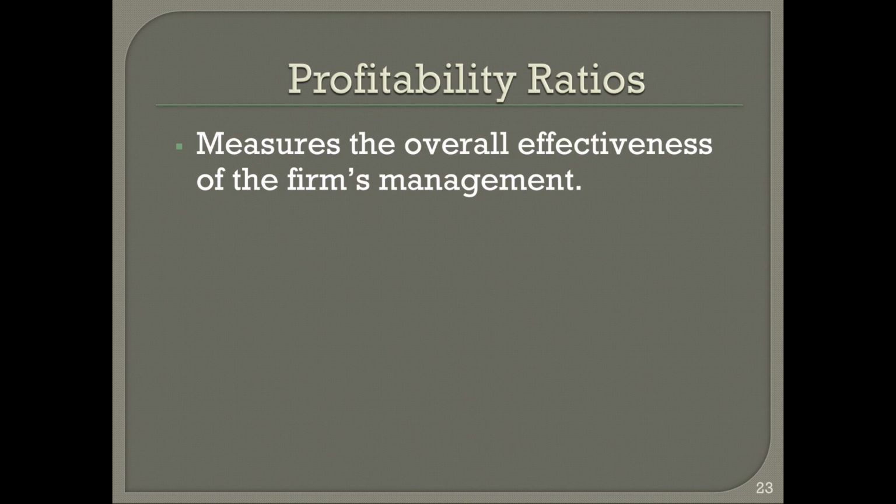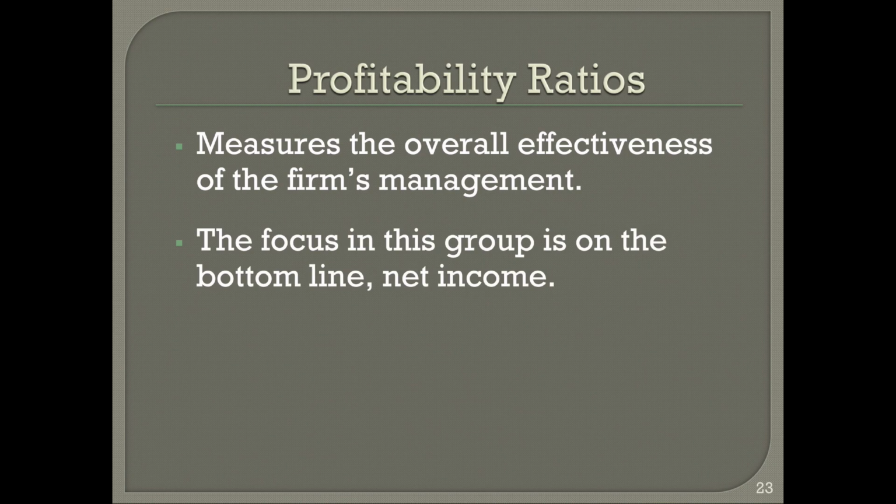Asset efficiency ratios focus on sales, assets translating into sales. Profitability ratios focus just on its name. They focus on profit. So what is the overall effectiveness of the firm's management? And they focus on the profit, which is your net income, the bottom line on your income statement. So these measure your financial performance. These ratios are probably the ratios that you are most familiar with, but they really focus on a company generating profit, which is your net income.